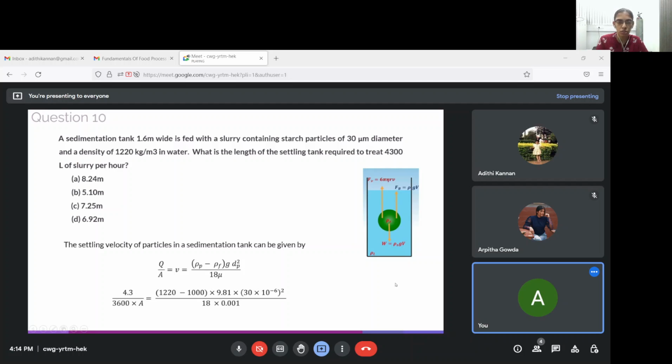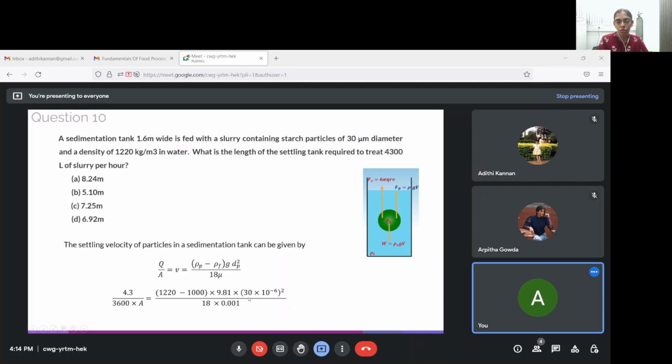So when you substitute all these values, 4300 liter, we are converting it into meter cube. So 4300 into 10 power minus 3 meter cube, which is 4.3. And since it is liter per hour, we are converting hour into seconds. So 4.3 divided by 3600 will be your Q. And area we still don't know yet. And rho P is given as 1220 kg per meter cube. Rho F is that of water, that is 1000 kg per meter cube. G is acceleration due to gravity, 9.81 meter per second square. dP is the diameter of the particle in meter, so 30 into 10 power minus 6, the whole square, divided by 18, and viscosity of water is 0.001 Pascal second.